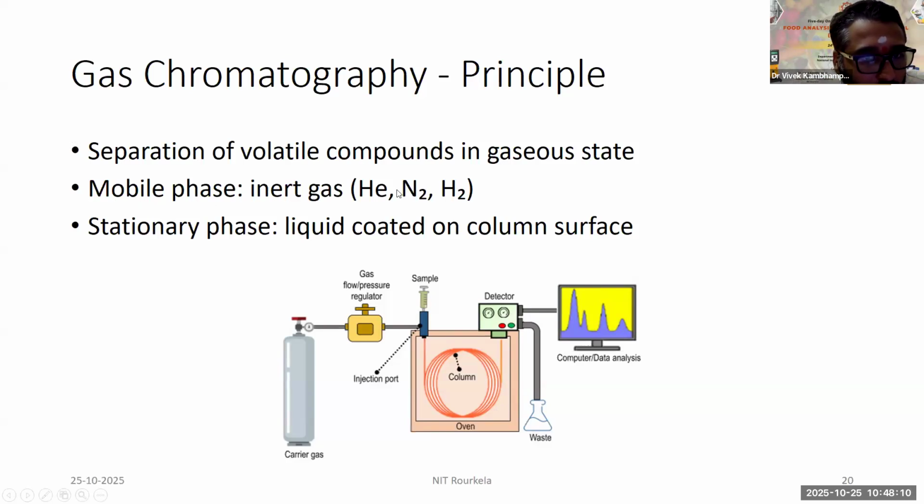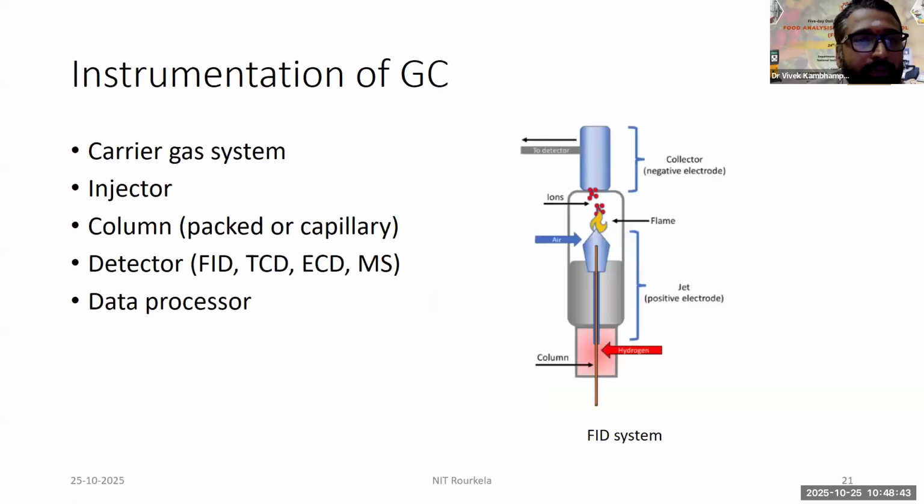So the mobile phase used is helium, nitrogen, hydrogen like this. Stationary phase will be liquid coated on the column surface, right? This is the stationary phase in the column, liquid coated on the column surface. You can see different columns are used for gas chromatography. This is the reason why liquid coating will be there inside the column surface. Different kinds of liquid coating are possible. Based on that, the separation will be taking place, right?